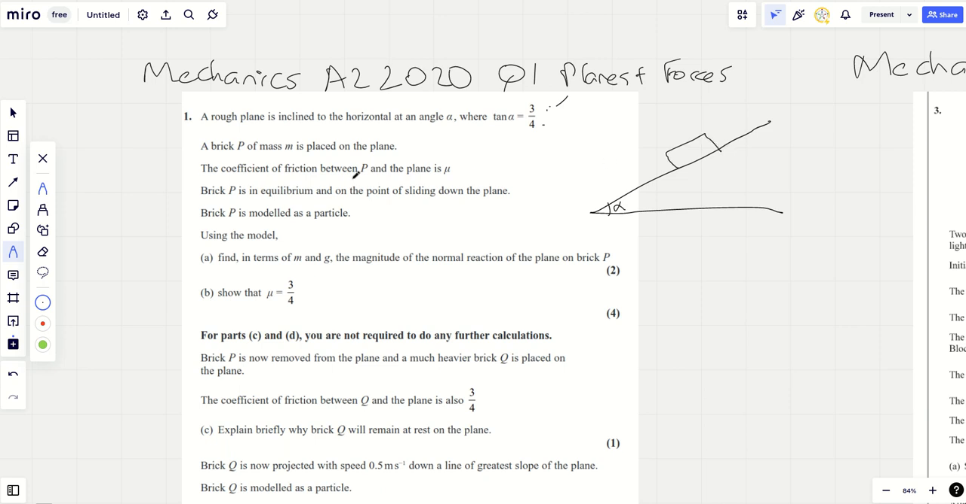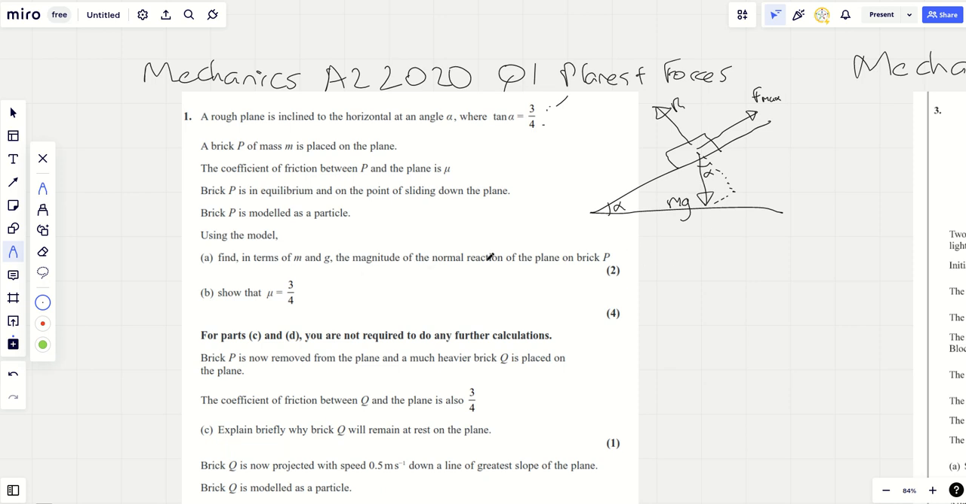Okay, there's bound to be a block on it. There we go, a brick P of mass M is placed on the plane. So that'll be mg. And that angle here, parallel and perpendicular to the plane, will be alpha, and you'll have a contact force R. Now it's rough, so we need to figure out which way the friction is going. It's on the point of sliding down the plane, so friction must be going up the plane. And it's on the point of sliding down, so that must be a maximum. And that is pretty much it.